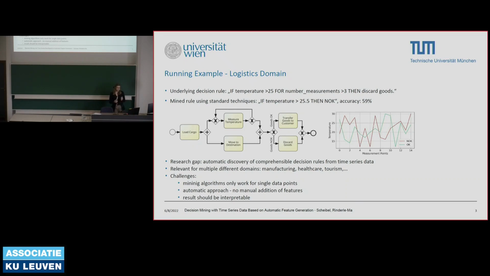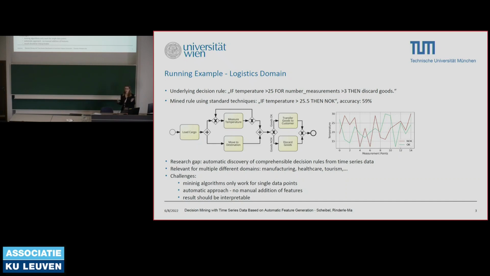So the running example is from the logistics domain, and let's first have a look at the process model here. This is a process model about the transportation of temperature-sensitive goods. So we start off the process by loading cargo onto a transporter, then the transporter is moving towards a customer, so towards a destination, and during that, the temperature is measured continually. As soon as we arrive at the destination, we have a decision to make.